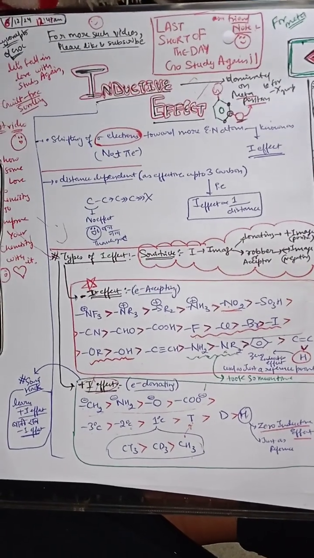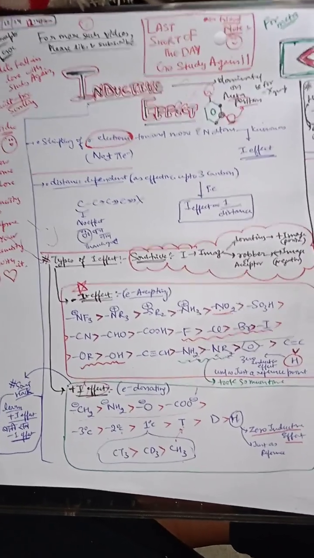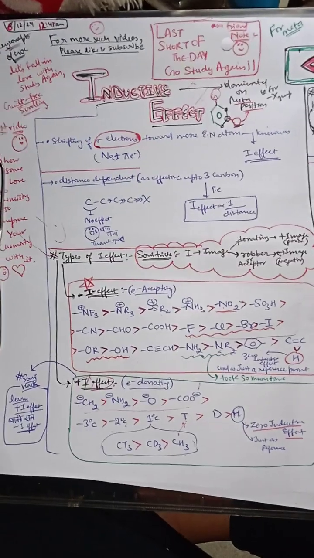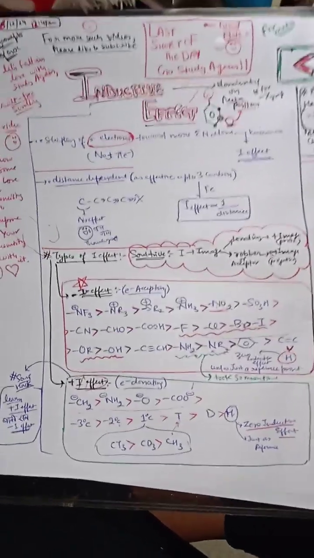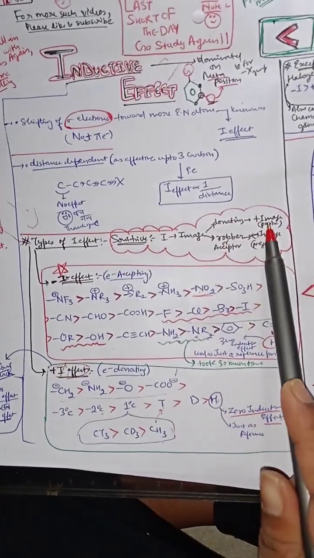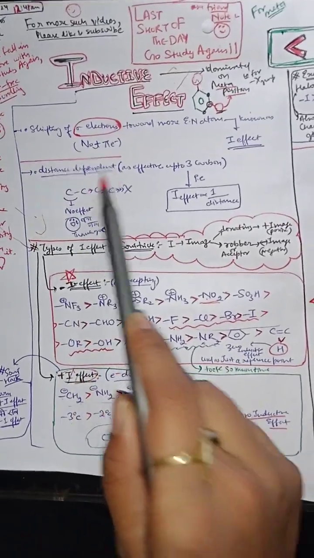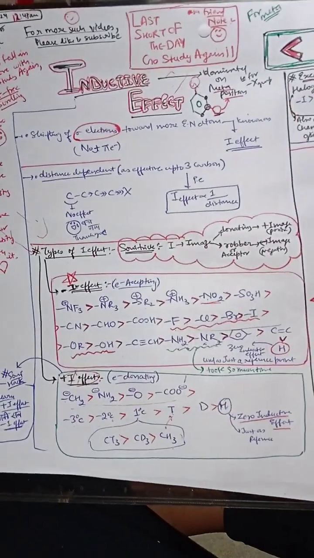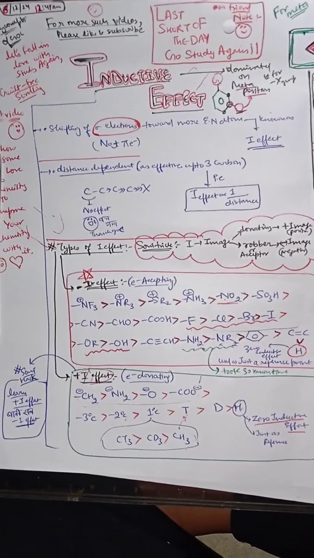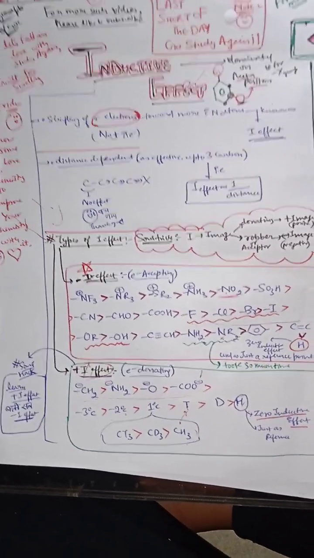When a group is attached to a carbon chain, the effect caused by it is either that it pulls the carbon chain electrons, or it gives away its electrons to the carbon chain. Based on this, there are two types of I effect: plus I effect or minus I effect. And one more thing: it is distance dependent. It is effective up to only 3 carbons, meaning in a carbon chain longer than that, the fourth carbon will not experience the effect.